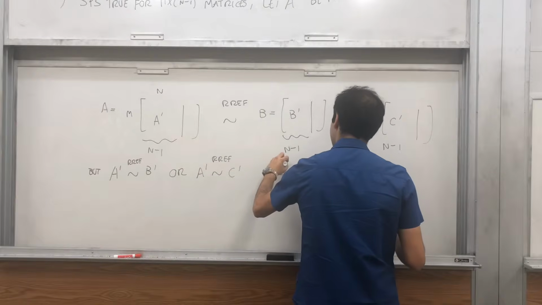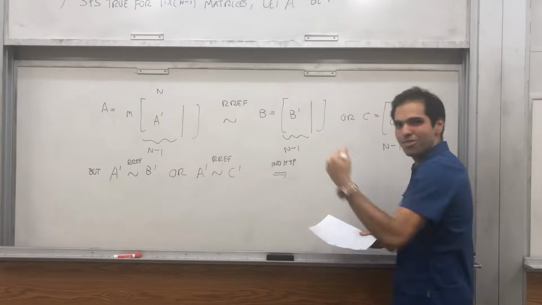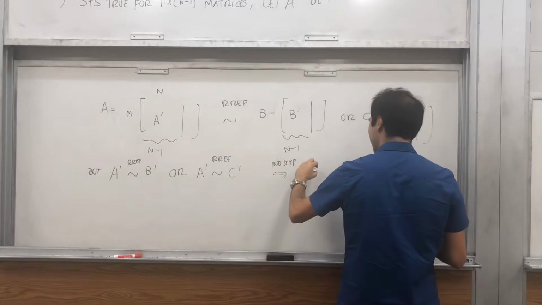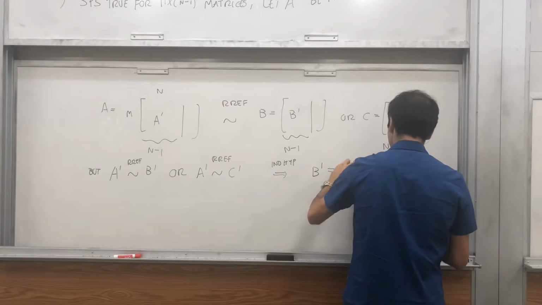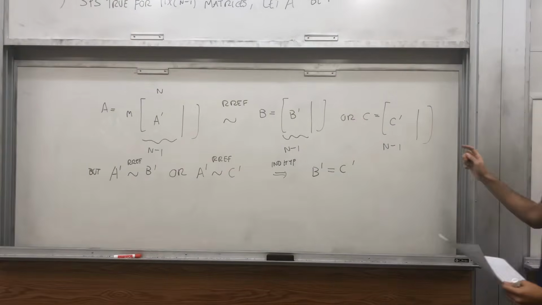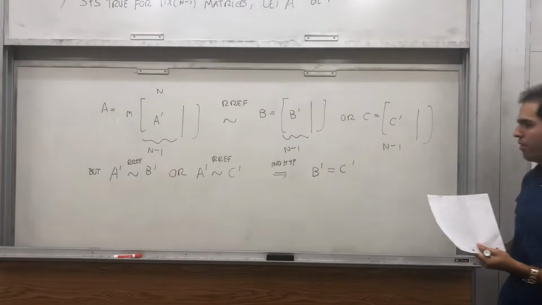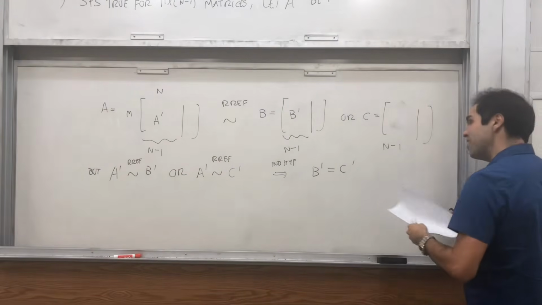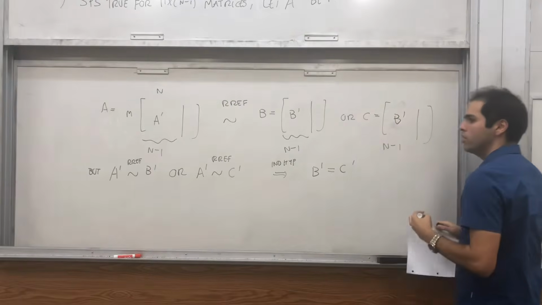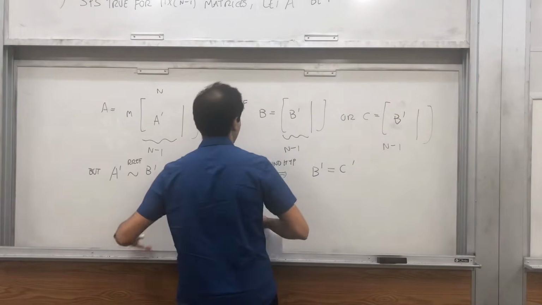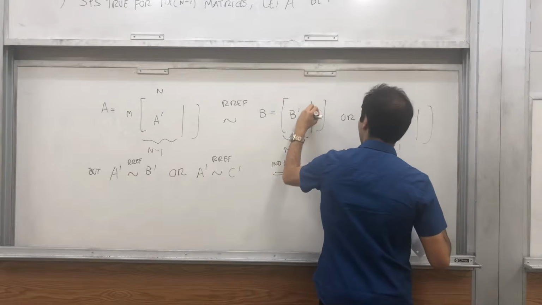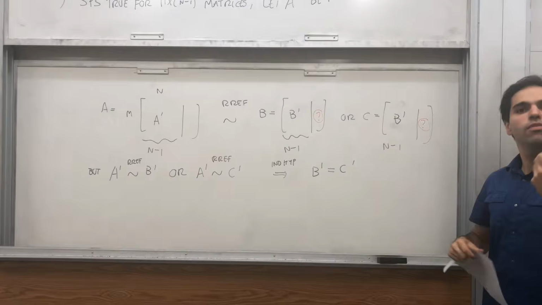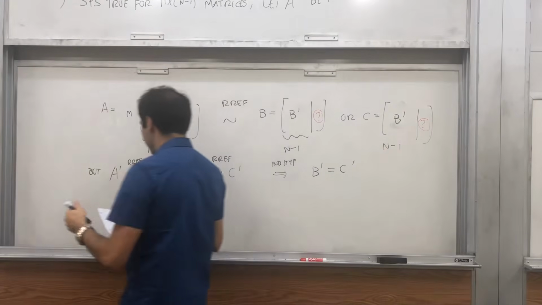So by induction hypothesis. Sounds like a superhero movie. There can only be one. Well, there's only one reduced row echelon form here. So we do know that B prime equals C prime. And really the question boils down to, what about the last column? Are the last columns equal? Because if they are, we get that B equals C, which will show that reduced row echelon forms are unique.